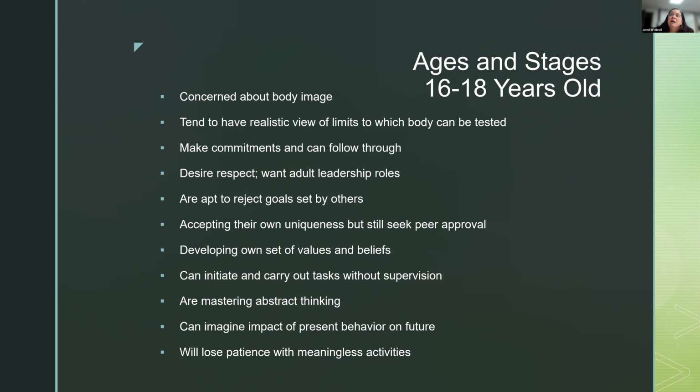This is where junior leaders is a great example of a group that can do their own planning and carry out their own tasks without too much adult interaction. And they're starting to really get the hang of this abstract thinking thing, right? They're really starting to be able to do that. They can imagine an impact of present behavior on the future. And they're going to lose that patience with meaningless activities. They're not going to have a lot of patience with it. And I can speak from experience with my own 16 to 18-year-olds, right? They want some meaning in what they're doing.